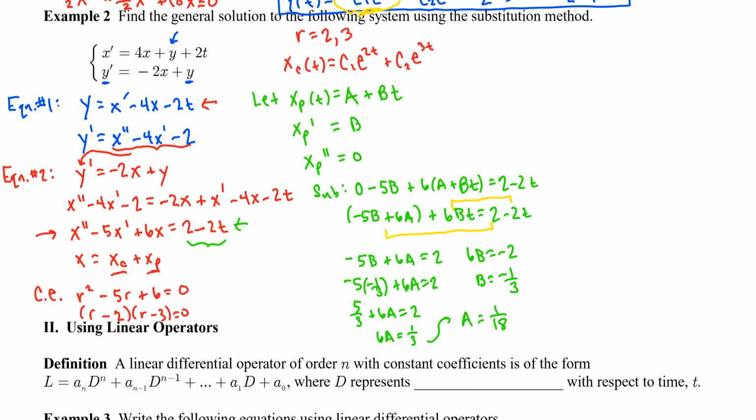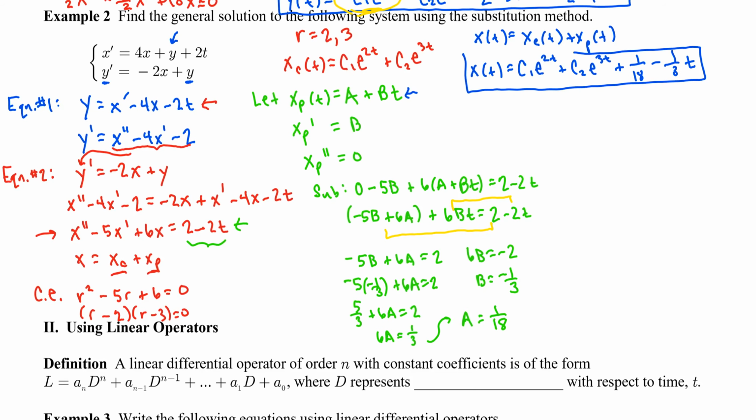Let's put our solution for x all together. So remembering that our solution x of t is the characteristic part plus the particular part, we end up with the characteristic part, c sub 1 e to the 2t plus c sub 2 e to the 3t. And then we tack on our particular term. The form of our particular term is right here. We know a is 1/18 and b is negative 1/3. So that is half of the solution to the original system.